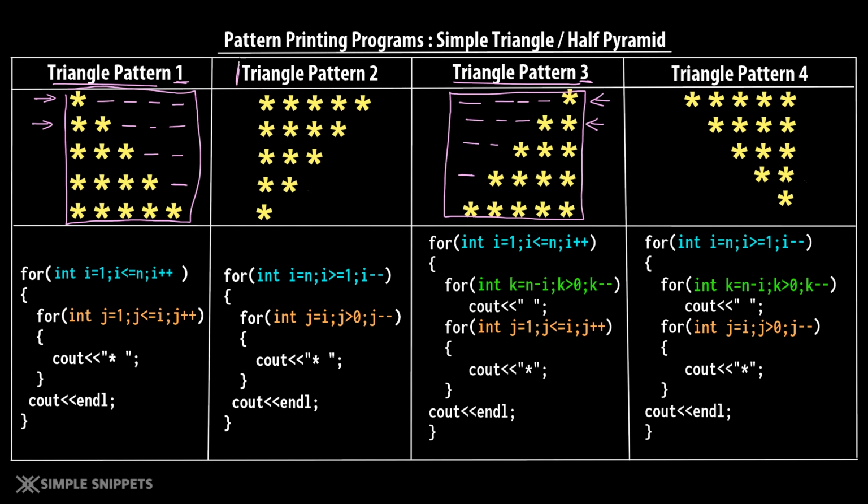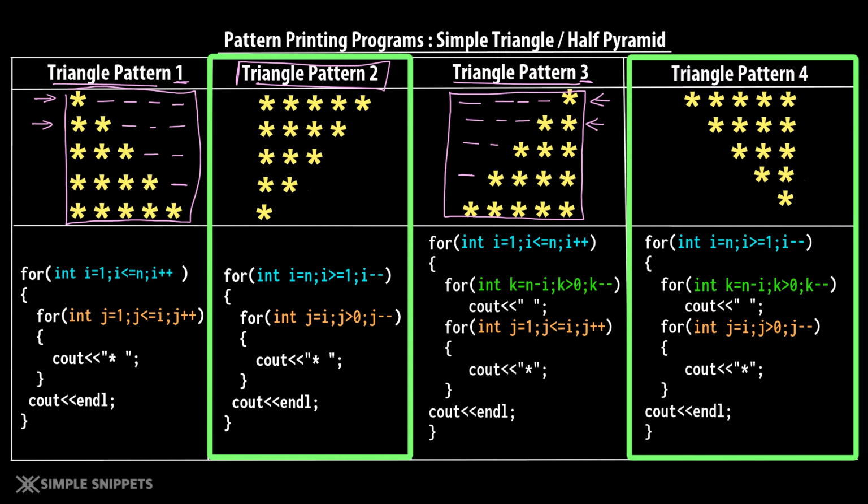Similarly, comparing triangle pattern 2 and triangle pattern 4, again it is pretty much similar in the sense that the number of stars at first level are 5, then you have 4 stars, then you have 3 stars, then you have 2 stars, and then you have 1 star. But the only difference again over here is the spacing.